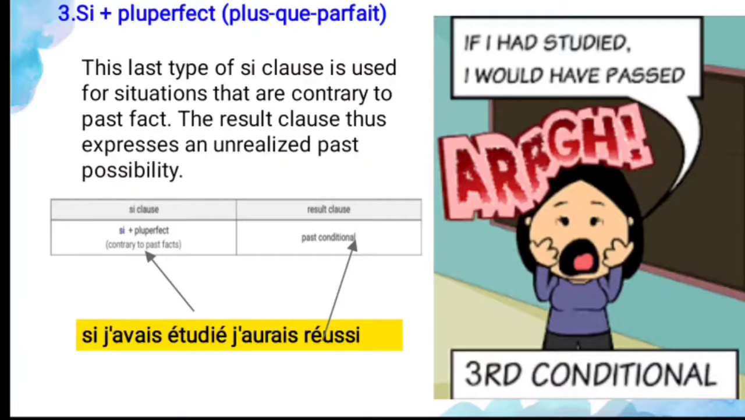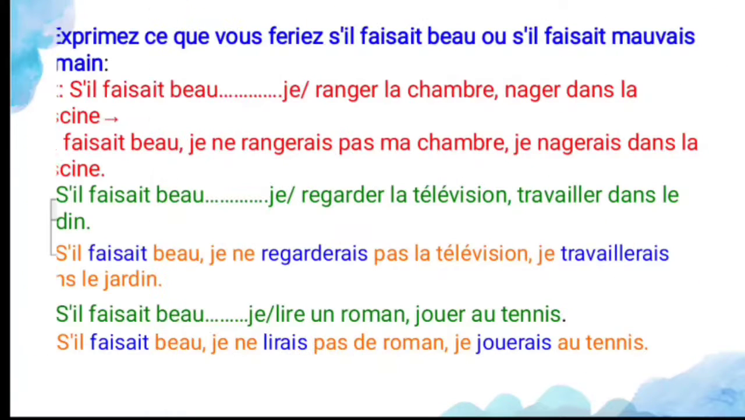And see the example in French. Si j'avais étudié, if I had studied, and j'aurais réussi. J'aurais réussi, it's I would have passed. Here réussi is the past participle of the verb réussir, to pass. And this is the third conditional. And in this lesson you are going to use the second type of si class only, that is si plus imperfect. So let us move to the exercise.